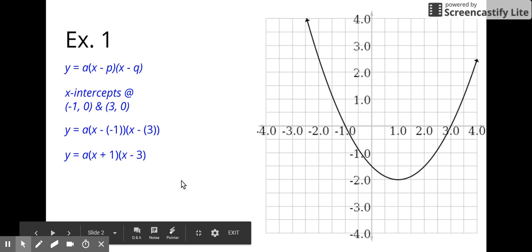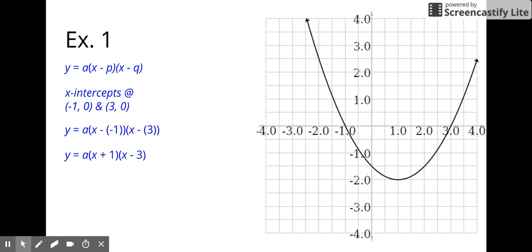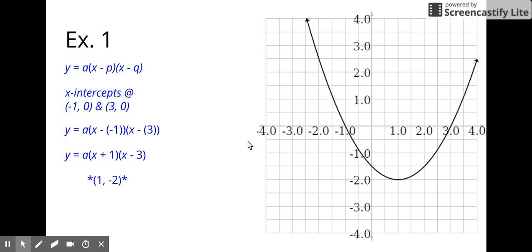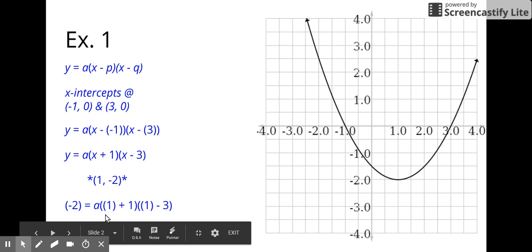The next step is to pick a point on your parabola that's not your x-intercept, sub that in for x and y, and solve for a. I like to try to use my y-intercept or my vertex if possible. In this case, I'm going to use a vertex at (1, -2), and substitute that in for x and y. And then we just simplify.